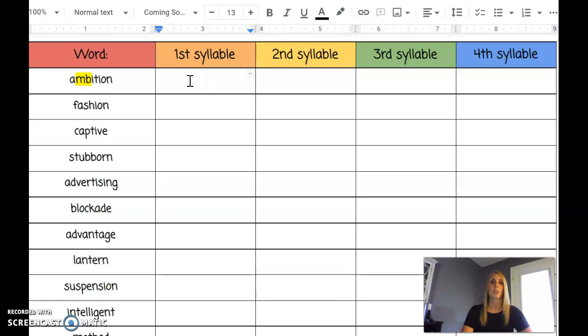I know that ambition has 3 syllables. So I'm going to type the first syllable, am, second syllable, be, and the third syllable, shun. It does not have a 4th syllable, so I'm going to leave the 4th syllable column blank. You need to continue to do the rest on your own.